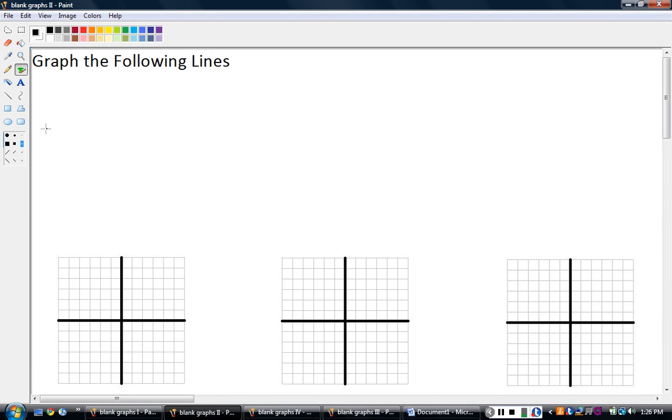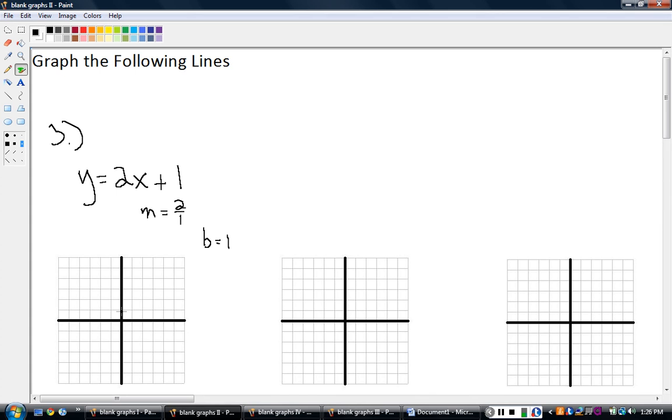Alright, example 3. Graph the following line, y equals 2x plus 1. Okay, again, I can identify that my slope is 2. I'm going to make it a fraction. Okay, and that my b value, my y-intercept, is 1. Just looking at the equation.